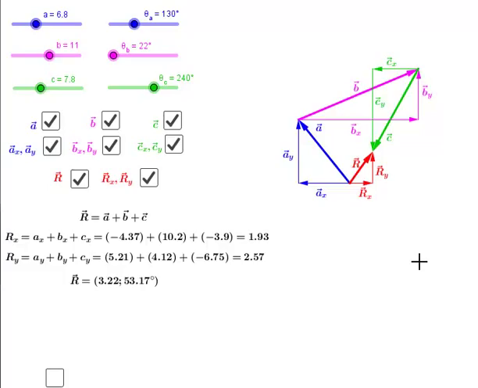What I want you to see here is how we do vector addition from a high level point of view. It's a very simple process. You don't need to draw this complicated diagram. You just need to know how to find these scalar components, add them up, and then find the vector. Find the magnitude and direction of the vector.